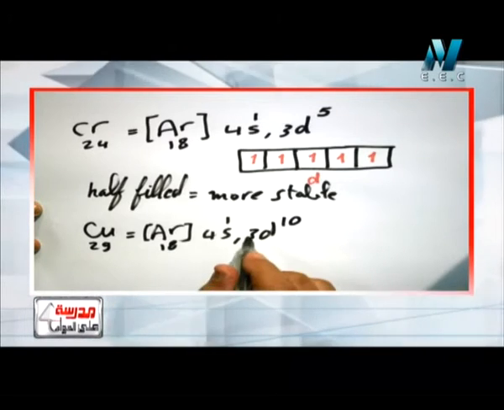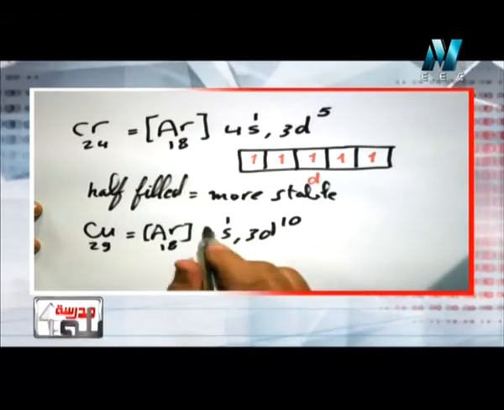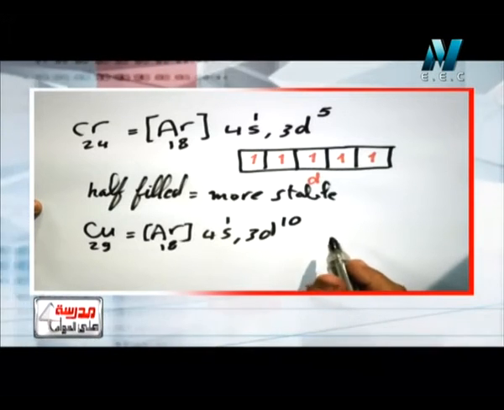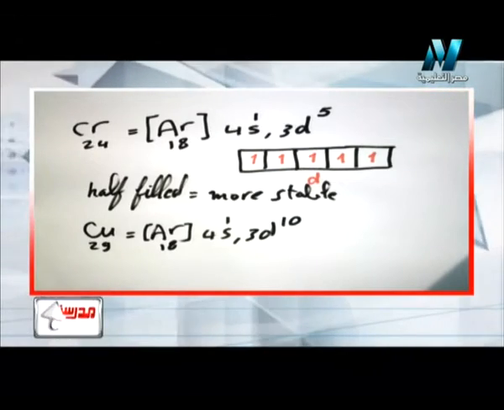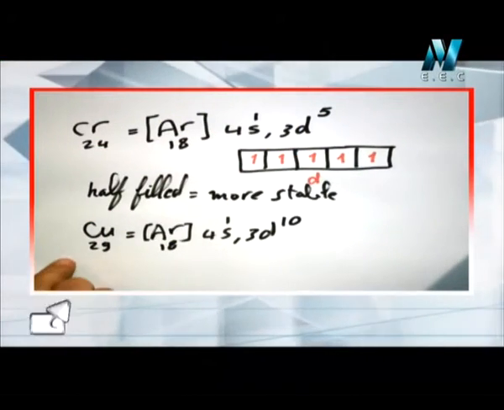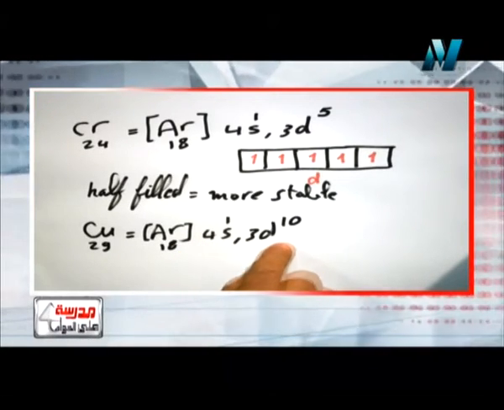Why? To be completely filled the sublevel D. When it is completely filled, it is more stable. Completely filled, less energy, more stable. So in order to make the electronic configuration take care for copper and chromium, we don't put 2 electrons in 4s, but 4s1, 3d5. Why? To be half filled, to be more stable. And the copper will be 4s1, 3d10, not 9. Why? To be completely filled and to be more stable.